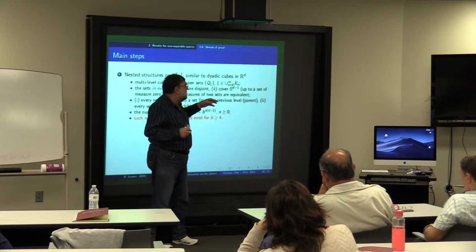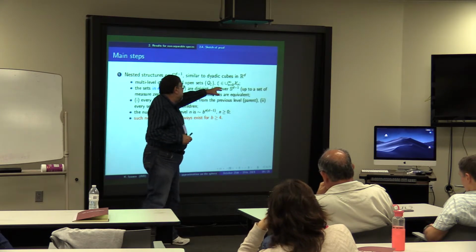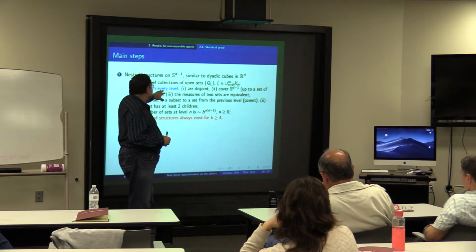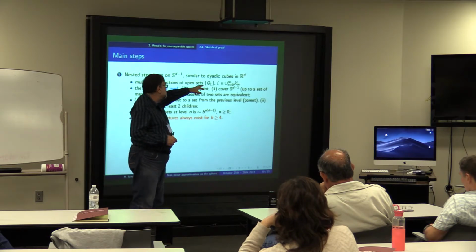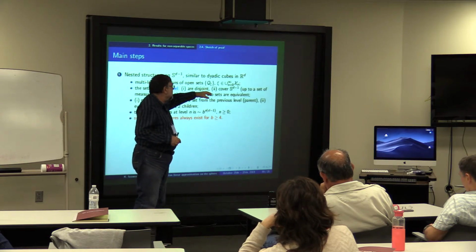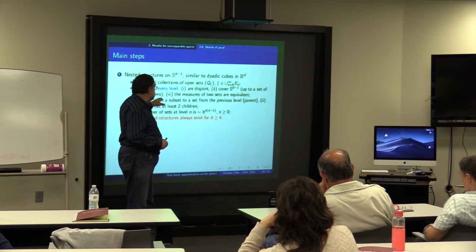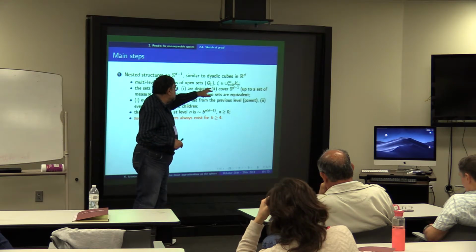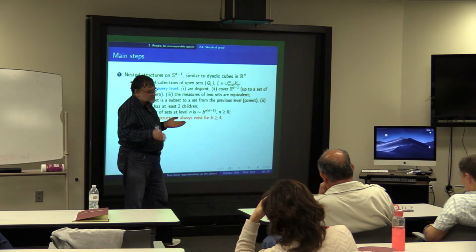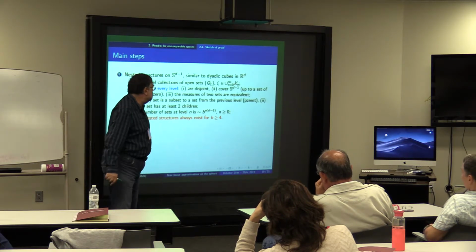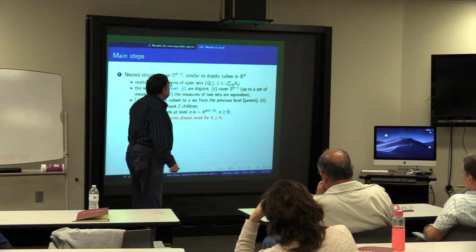Different points on the sphere. For X_n, fix n as a level. The sets in every level, these Q's are disjoint. They cover the whole sphere up to a set of measure 0, which is not important. And the measures of any two sets on the same level are equivalent. That is, the ratio of their measures is between two absolute constants, which do not depend on n.